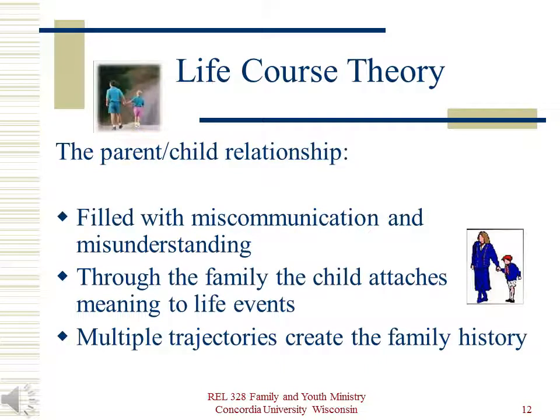What's happening with the parent-child relationship in life course theory? Well, the parent-child relationship is one that's filled with miscommunication and misunderstanding because of periods, cohorts, and age effects. Through the family, the child attaches meaning to life events. The family becomes the filter through which the child develops interpretive skills. And it's these multiple trajectories that create the family history, and each family's history is going to be unique.